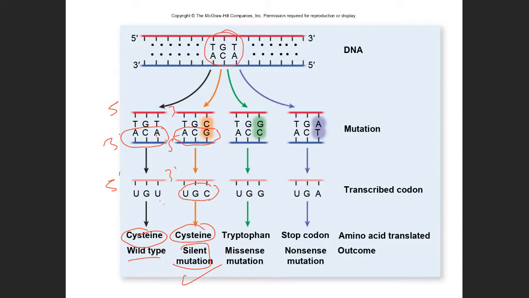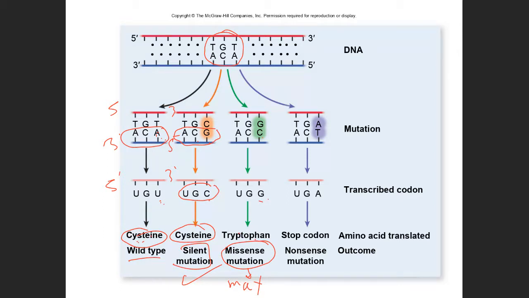Next one, the A changes to a C, which now changes U to a G. And instead of a U, now we have a G. So before we had a UGU that coded for cysteine, now we have a UGG that codes for tryptophan. So if we change a cysteine to a tryptophan, that's a missense mutation. This protein may or may not work. It depends on how different these two molecules are.